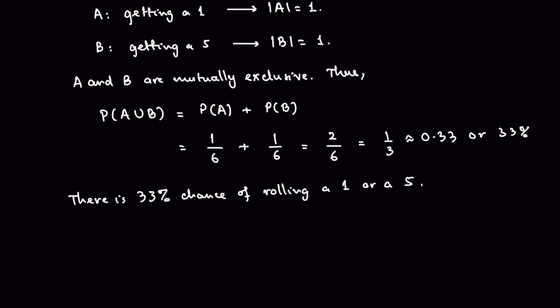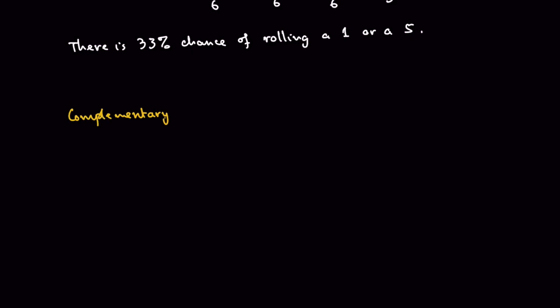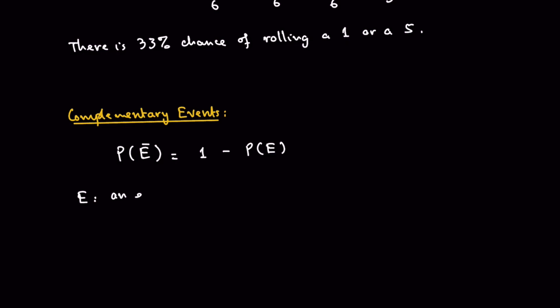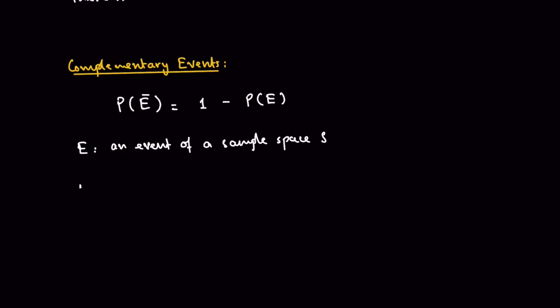Now the property I want to give you is called complementary events. The probability of the complementary event is equal to 1 minus the probability of the event itself. So in this case, E is an event of a sample space S, and E bar represents the event that E does not occur.